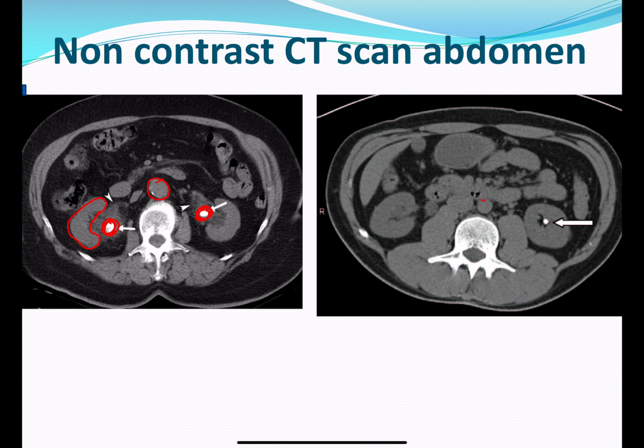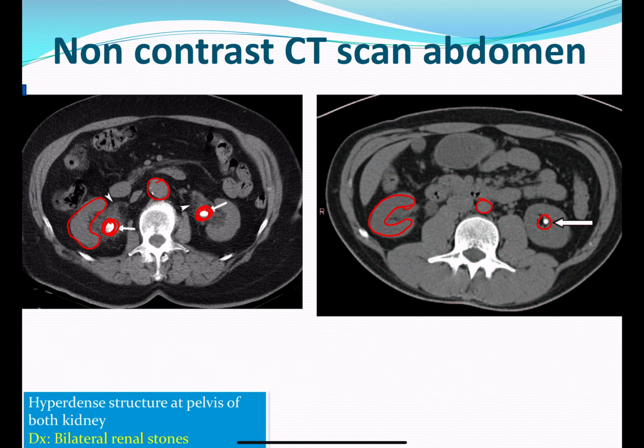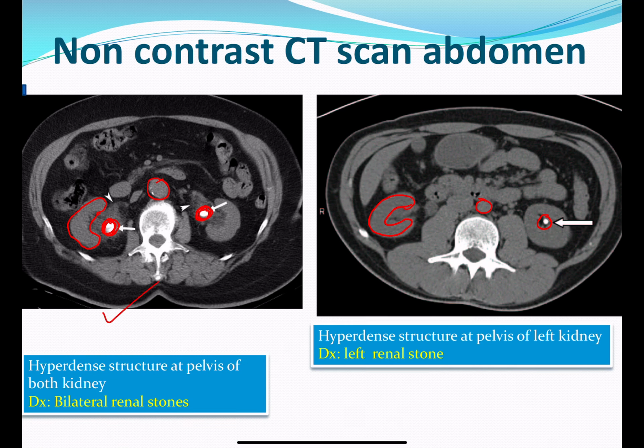See the aorta. The aorta is gray in color, and the parenchyma is also gray in color. So this is a non-contrast CT scan, and here the white or hyperdense structure inside the kidney on the left side. So this one is a bilateral renal stone in the pelvis. This one is a left kidney stone, or left renal stone.